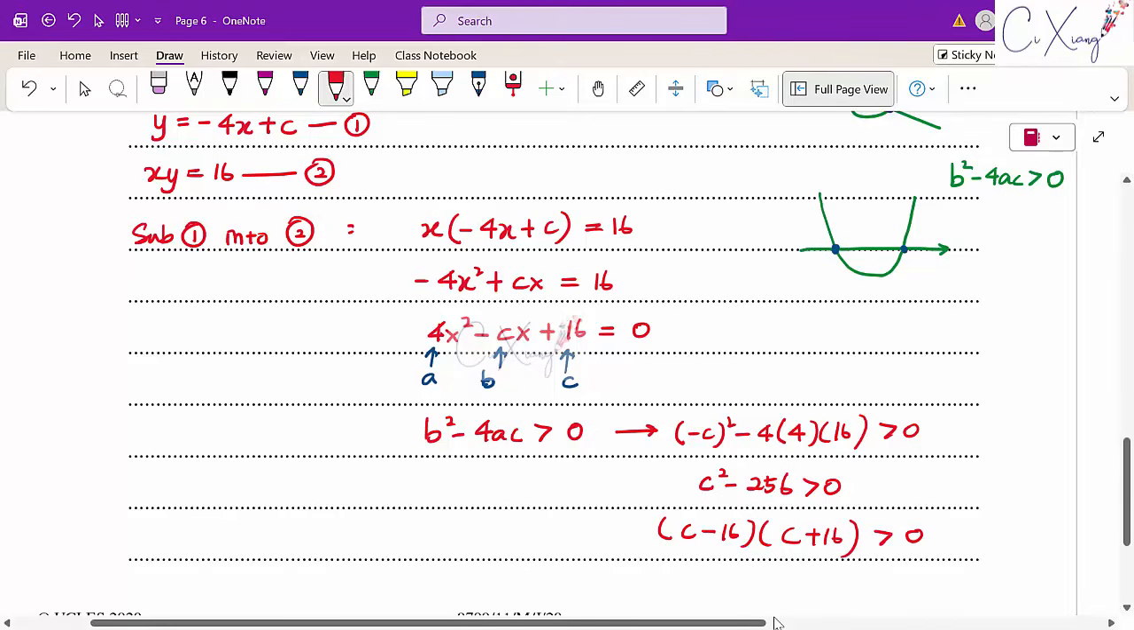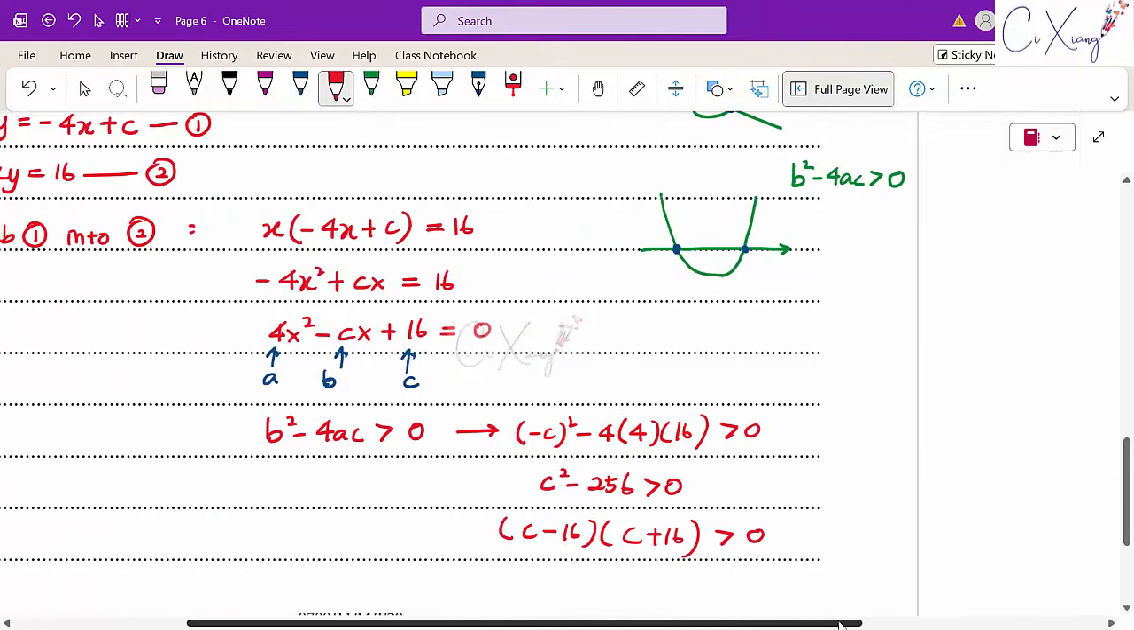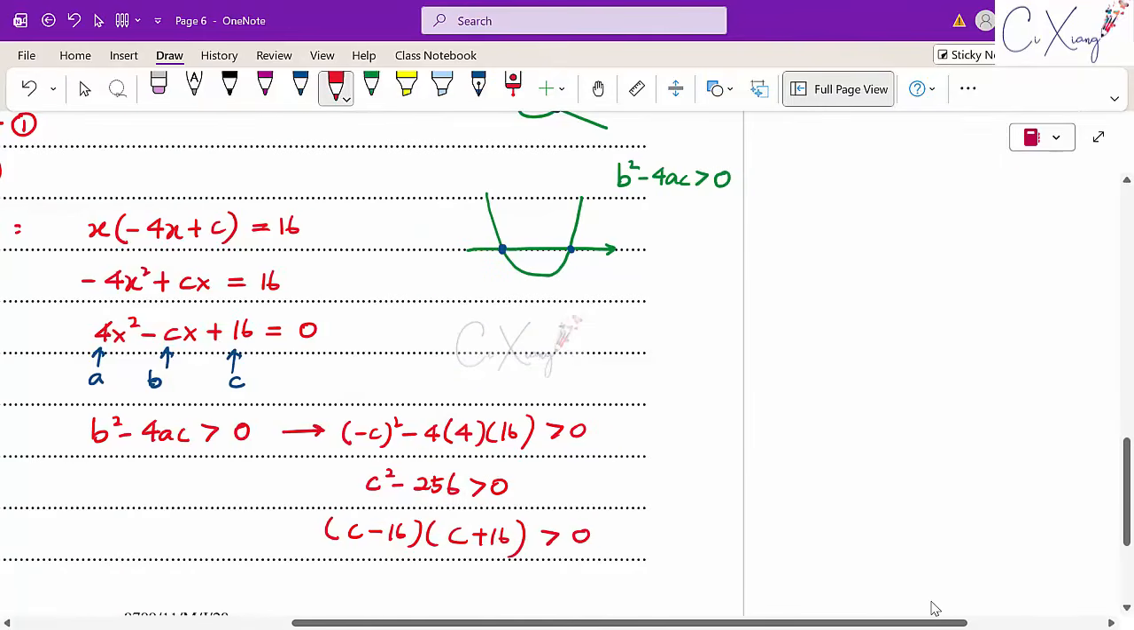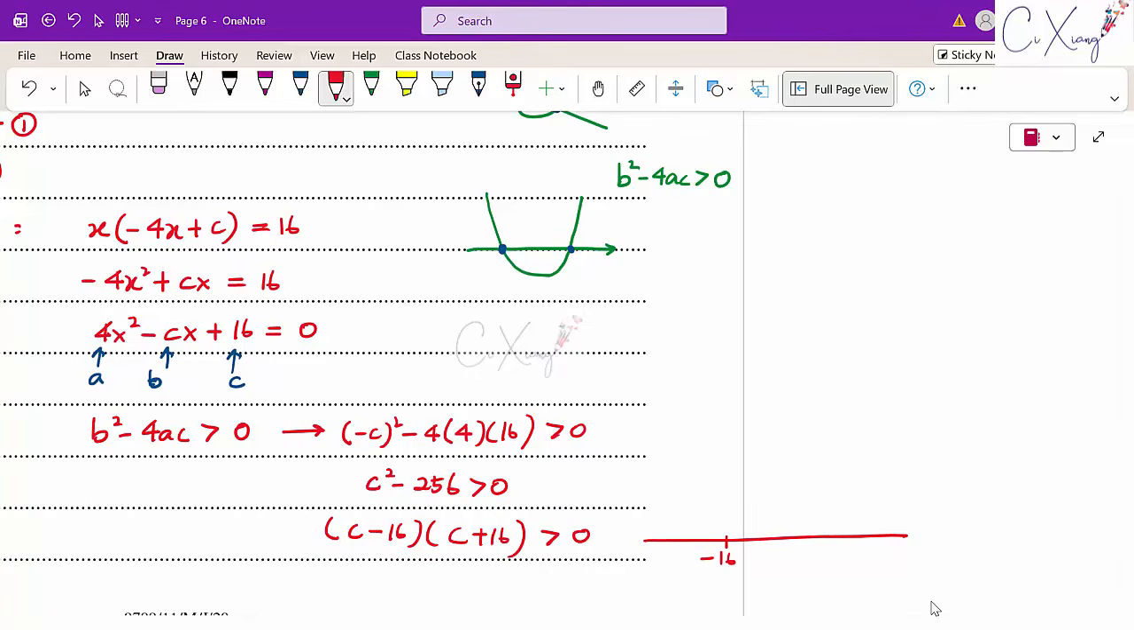All right, then you can try to draw a number line if you want. So I'm having negative 16, positive 16, then try to draw the number line. Or you can use the table of sign to find the answer for this part also can. Plus, plus, plus, minus, minus, minus. So overall this is positive, negative, positive.